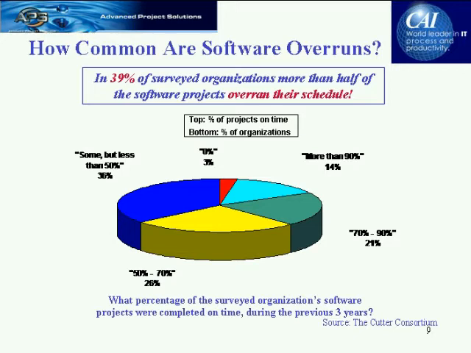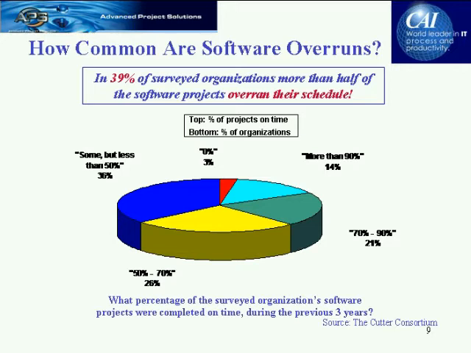One of the organizations that I work very closely with is the Cutter Consortium in Boston. And according to the data that we collected there, in 39% of surveyed organizations, more than half of the software projects overran their schedule. Now, what are we saying here? We're saying that 39%, that's a large number. That means that a significant number of software organizations have a serious schedule problem.